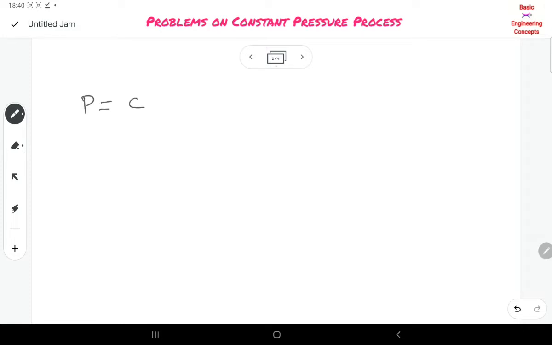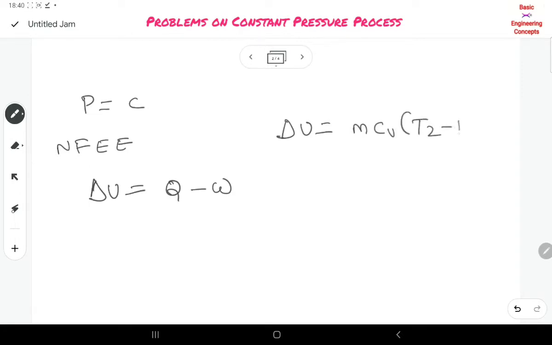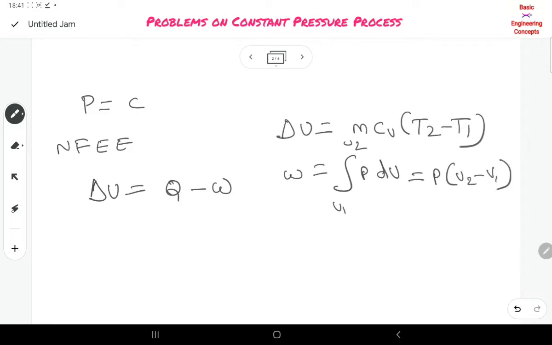As you know, the NFE equation, that is the non-flow energy equation, is delta U is equal to Q minus W. As you know, delta U is equal to m Cv (T2 minus T1). At the same time, work done is equal to the integral from V1 to V2 of P dV. As the pressure is constant, it is P into (V2 minus V1). So these are the basic equations.